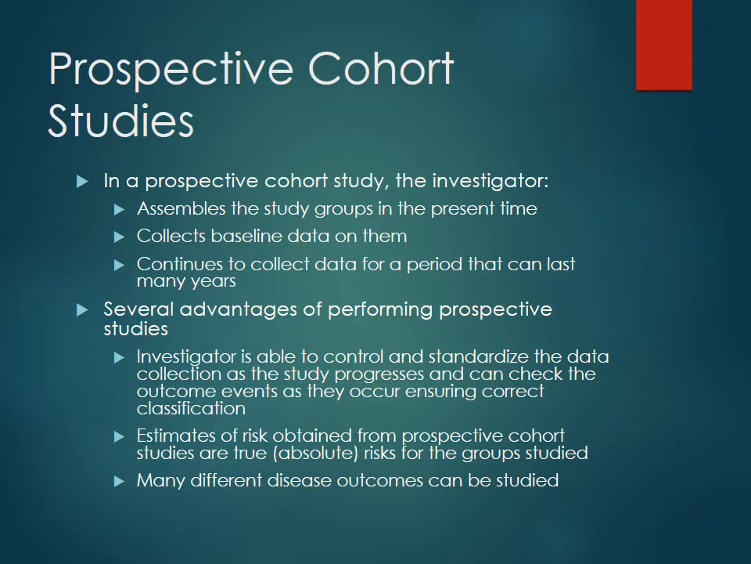And then the estimates of risk obtained from prospective cohort studies are true. So you can look for things like absolute risk differences. You can do relative risks that are occurring because you're looking for new incidents of disease. And many different types of disease outcomes can be studied when you're doing this type of design.